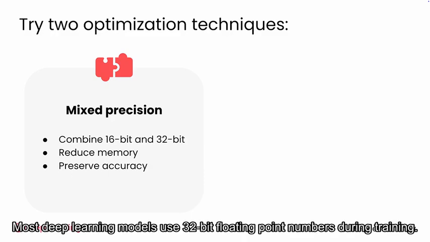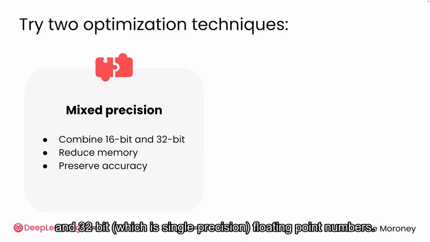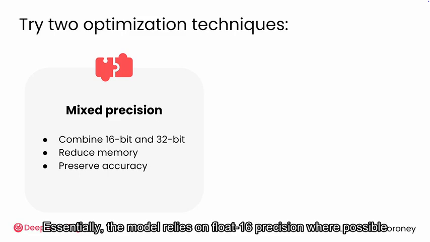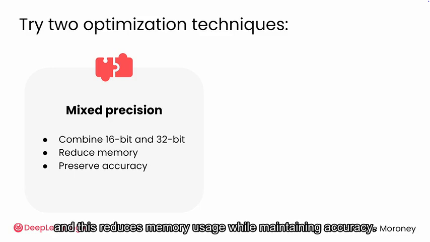Most deep learning models use 32-bit floating point numbers during training. Mixed precision training combines both 16-bit, which is half precision, and 32-bit, which is single precision, floating point numbers. Essentially, the model relies on float 16 precision where possible and defaults to float 32 precision when needed for stability, and this reduces memory usage while maintaining accuracy.